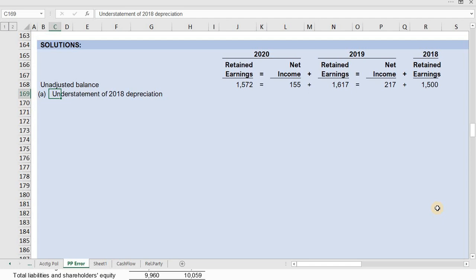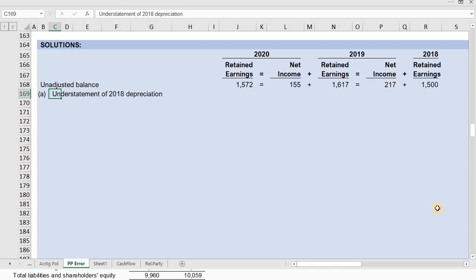Of course, since depreciation is an expense account and expense has an inverse relationship with net income, if the expense was not recorded, it means that the net income in 2018 is overstated. And to correct the overstatement, we need to deduct the 100 pesos as a depreciation expense. However, as I have said, we can no longer adjust the depreciation expense. Instead, we are going to adjust the retained earnings.